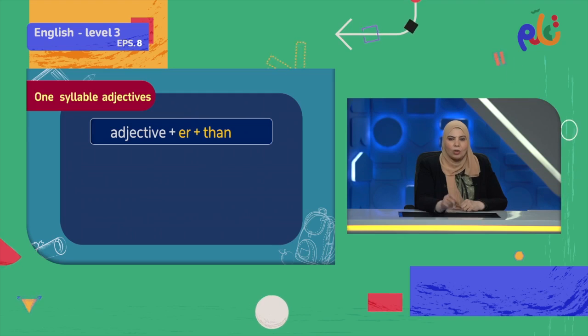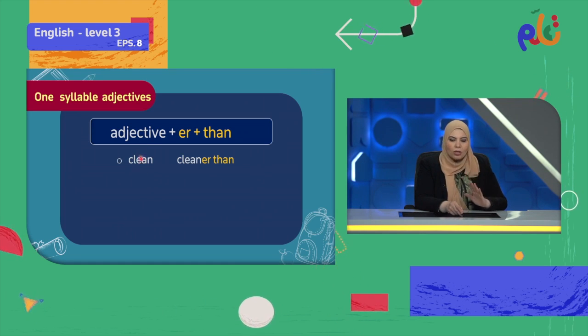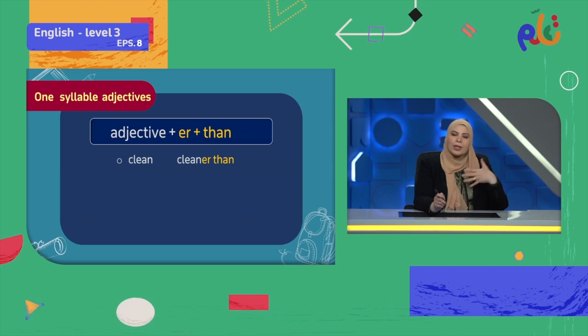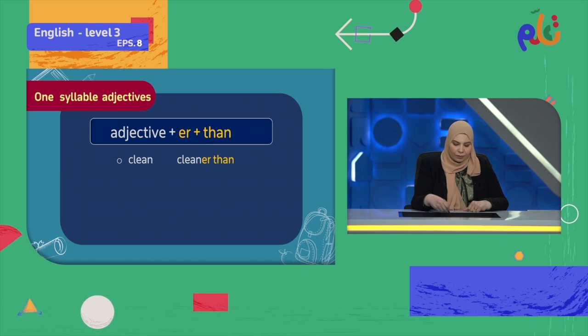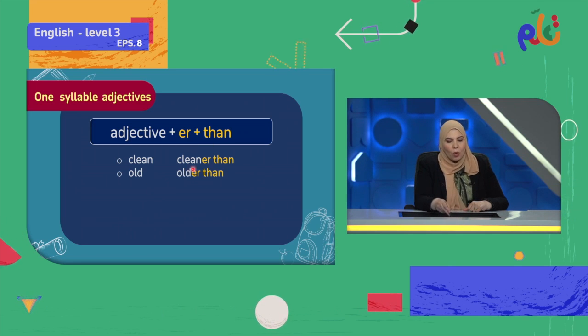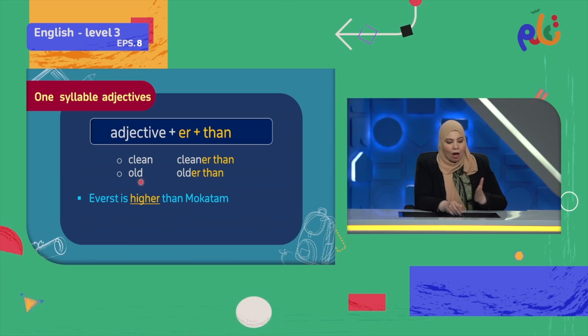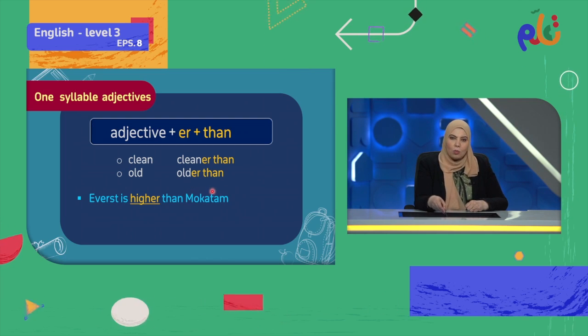So if we're talking about one syllable adjective, لما هاجي أعمل مقارنة ب one syllable adjective, we're going to add ER to the adjective. Like when we say clean. So I say it one shot, it becomes cleaner than. We can say my room is cleaner than my sister's room. So one syllable, we add ER. Or when we say old, older.